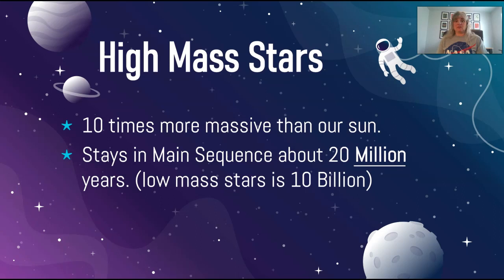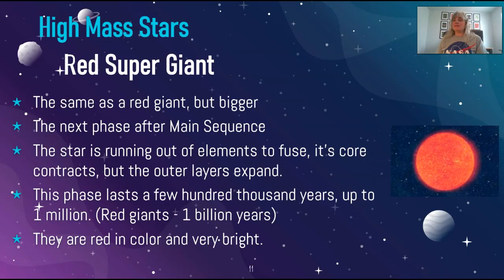So they stay in main sequence about 20 million years, and then after that they become a red supergiant, which is very much like what happens to a low mass star, but they're larger. So it's the next phase after main sequence. The star is running out of elements, its core contracts, the outer layers expand, and this phase for a high mass star lasts about 1,000,000 years versus 1,000,000,000 years for a red giant. They're red in color and very bright.